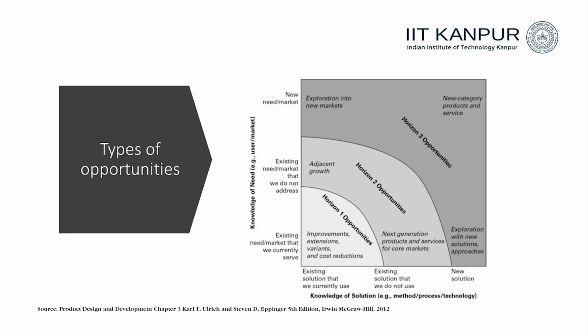Horizon 3 is really blue sky, which is where we are exploring new solutions and approaches and also moving into new markets. So, exploration into new markets and new category products and services. Everyone understands the types of opportunities, horizon 1, horizon 2 and horizon 3?